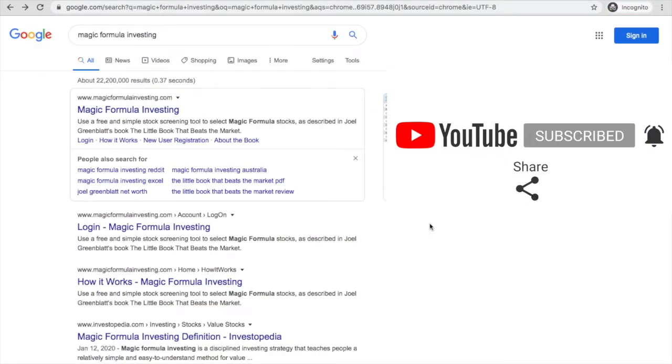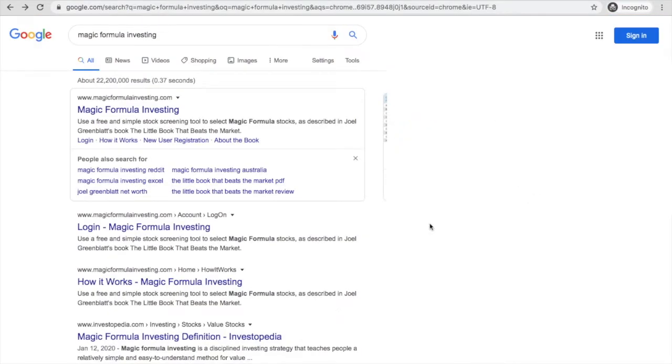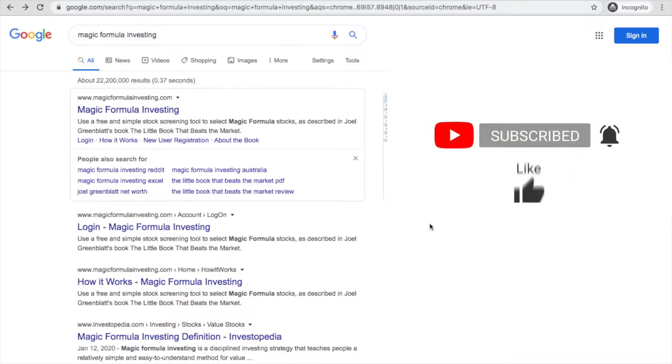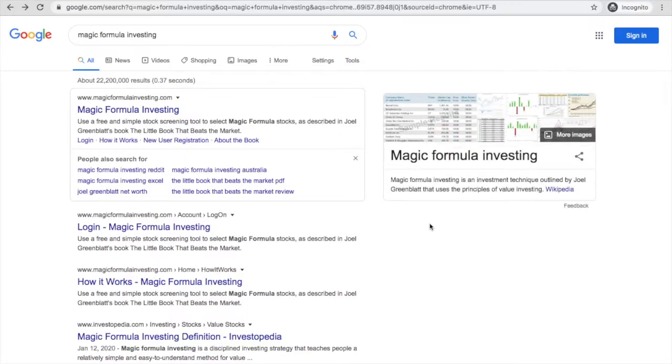Next, we have the Magic Formula Investing by Joel Greenblatt. And if you don't know, Joel Greenblatt is a very successful value investor. He ran a fund that made over 30% returns for over 10 years. And he wrote a book called Magic Formula Investing. And it lays out a very simple way to screen for value stocks. And I highly recommend the book. I'll put a link to it in the description.